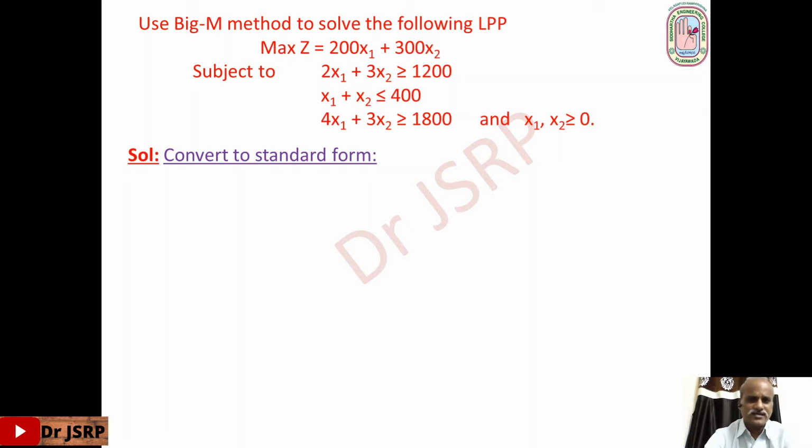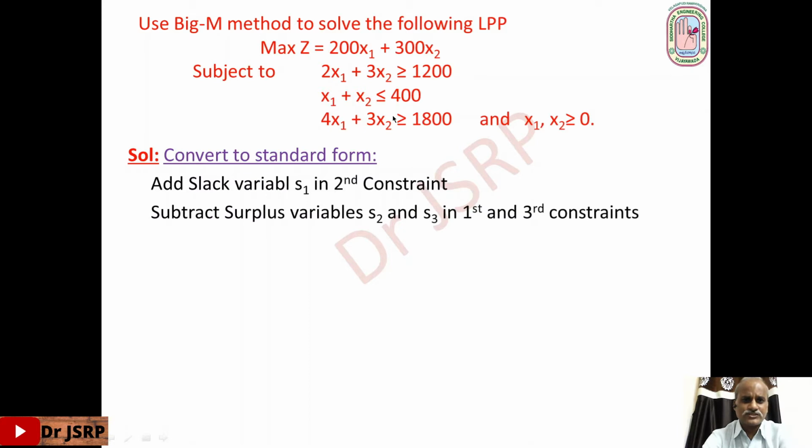Greater than means the right hand side is more than, sorry, the left hand side is more than the right hand side. So to overcome that, we subtract some positive quantity on the left hand side. So if the constraint is greater than or equal type, we subtract a surplus variable. If the constraint is less than or equal type, we add a slack variable. Okay, right. First add slack variable S1 in the second constraint and subtract surplus variables S2, S3 in the first and third constraints.